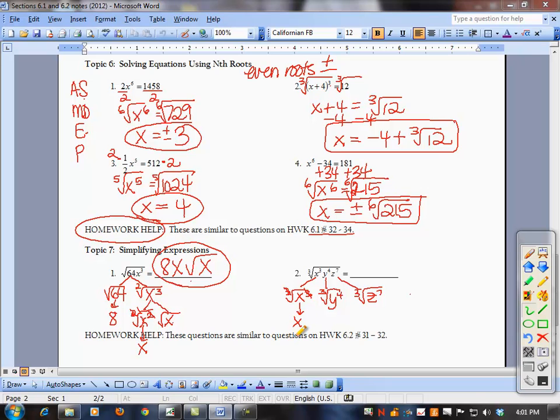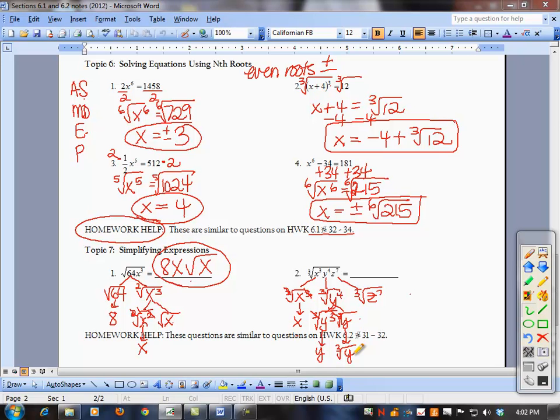In the second one, because the exponent is bigger than 3, I want to break this up into a chunk of y cubed, and then I've got one more y left over. If I cube root each of these, the cube root of y cubed goes away and I get a y. This one is still left as the cube root of y. Now your goal is to get the exponent less than the root.